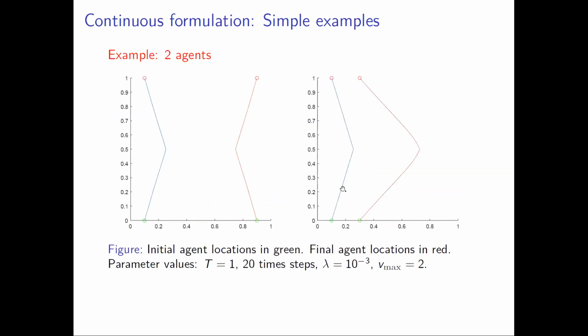And then here are some results. This is an example of two agents moving in a square field. Here are two examples. If we look at the left example, the green circles on the bottom are the initial positions of the agents, and the red circles at the top are the final positions.